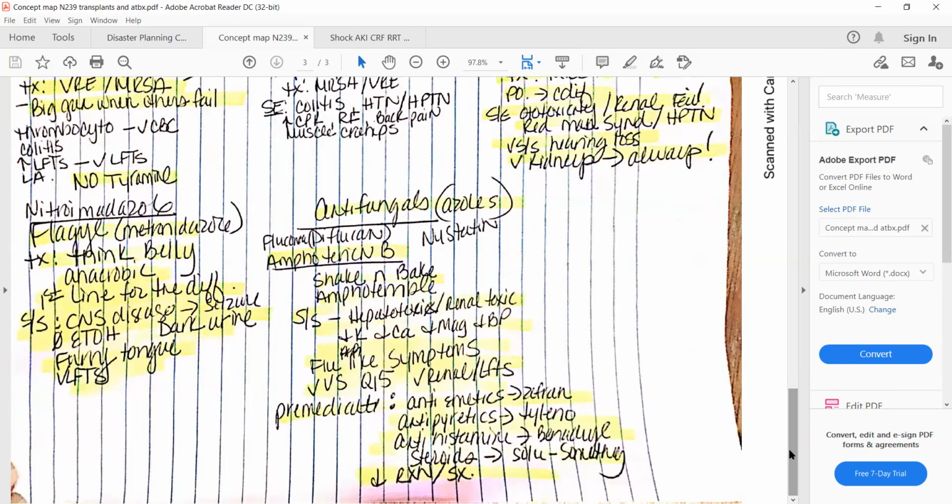Flagyl, okay. Metronidazole. You guys know this from 122. When in doubt in the GI, we give what? Flagyl, right? Remember, we give it for, oh my God, what's the upper GI bug? H. pylori, thank you. Thank you, thank you, thank you. We give it for H. pylori. We give it for colitis.